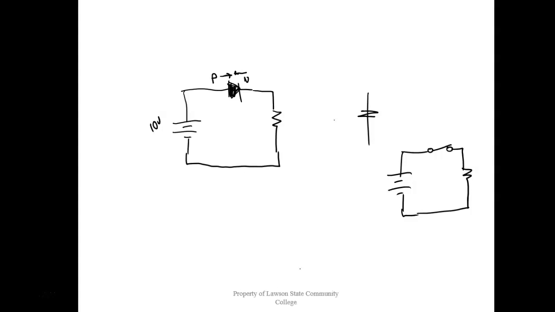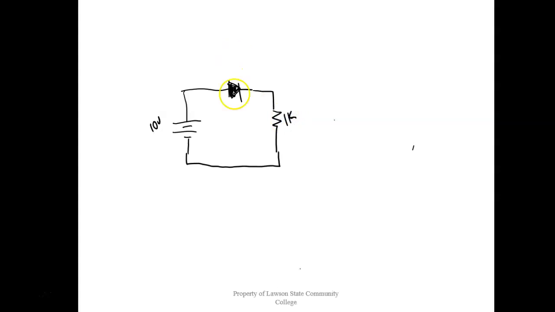But we have to remember something. If this is a 1K, we've got plus here and minus here. How much voltage would we measure across the 1K? Close. We'd measure about 9.3, because it's 0.7 volts right there. So it's not a closed switch.